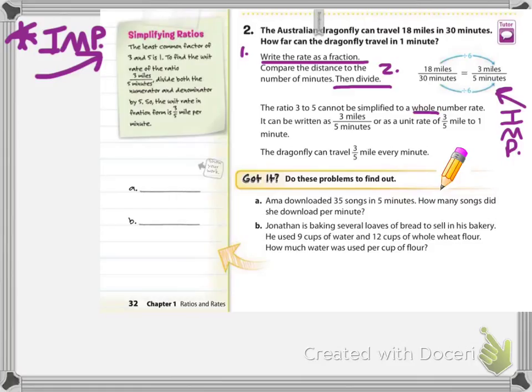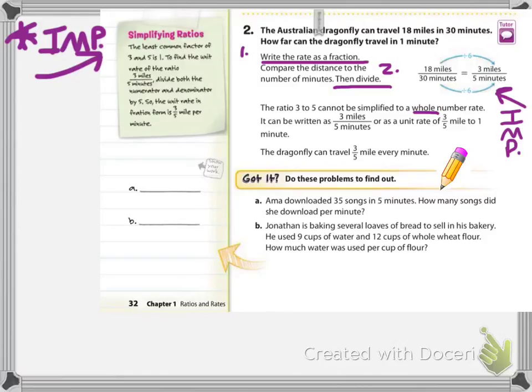Okay, now we're on page 32, talking about finding a unit rate. Okay, you've got examples 1 and 2 in your book. I'm going to point out to the side the little taped information in your work zone called simplifying ratios. This kind of breaks it down for you.